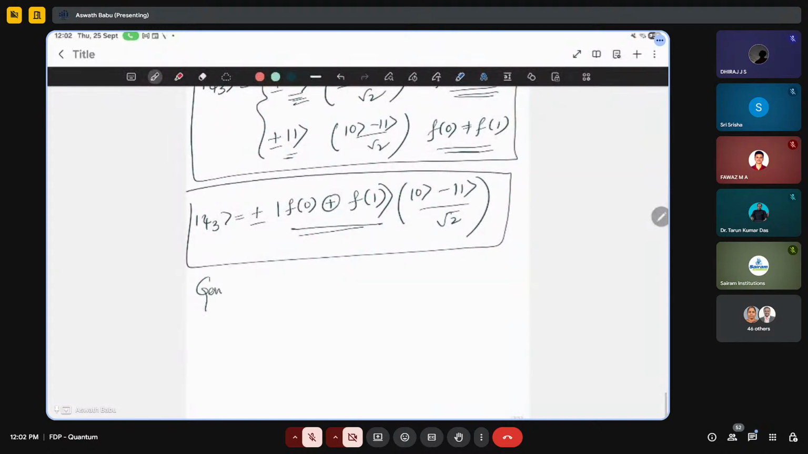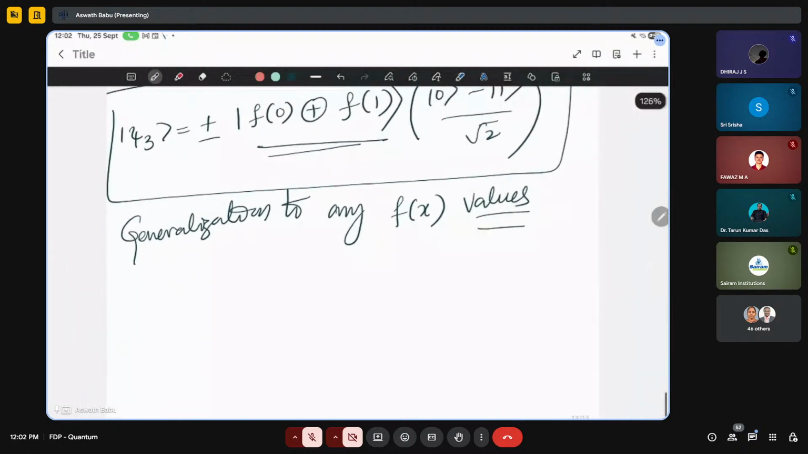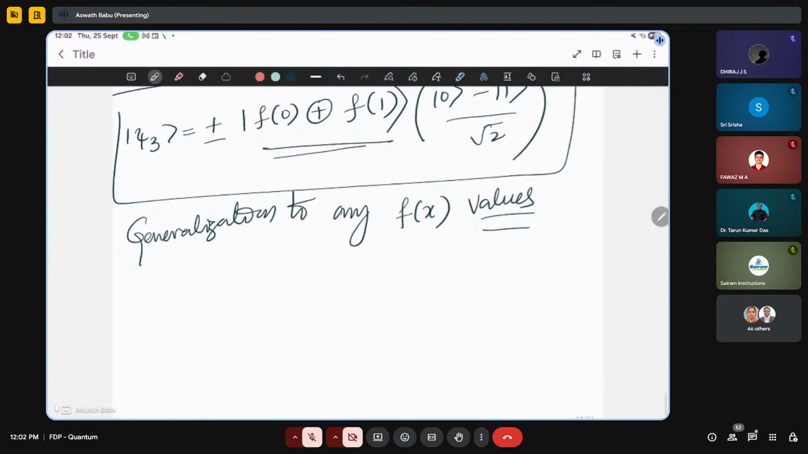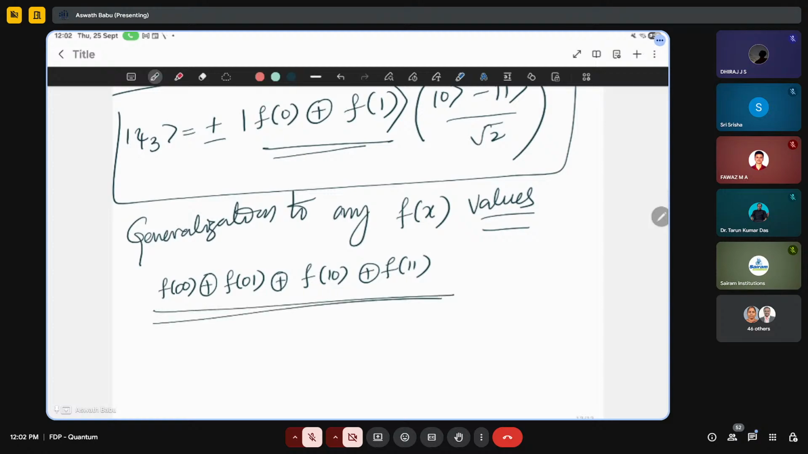Okay, now generalization to any function values. Let's say I want to find the sum of the four function values. Right, we want to find f of 0, f of 1, f of 10, f of 11. Addition model. Remember, we want to find all the sum values. Okay, right? Generalization to any function values and their sum.